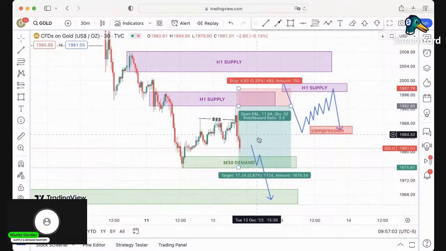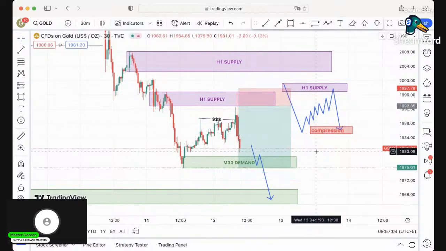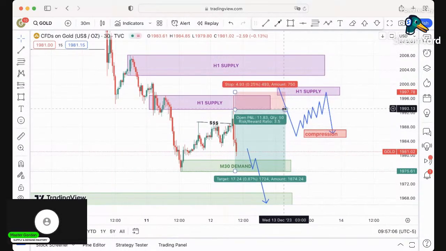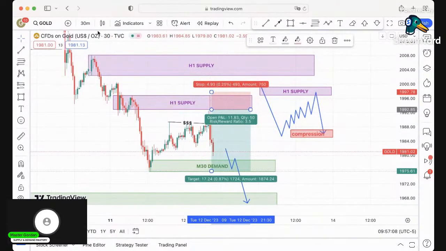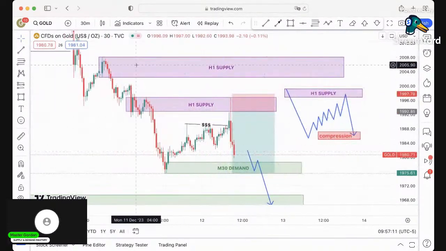Of course, this is a day trader setup. This is my style. I am a day trader, because we are using M30 as our structure and setup.